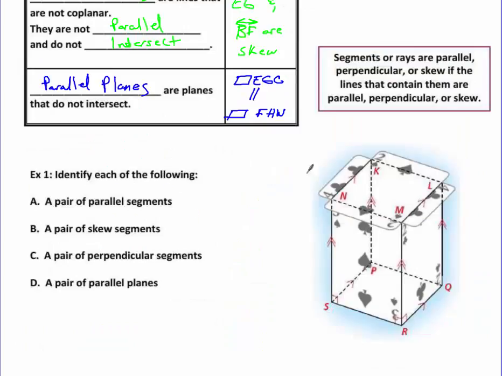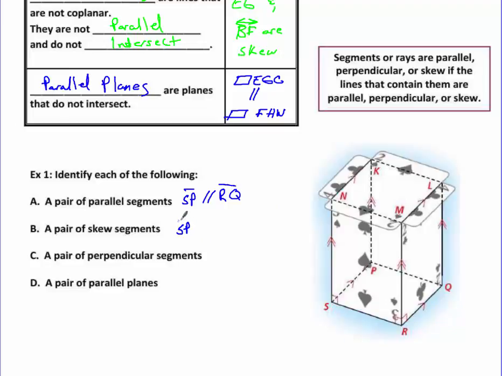So again, we've got another picture here of some planes, and you can think of these plane cards stacked together as a bunch of different planes stacked on top of each other. And we're asked to identify the following. So a pair of parallel segments. Well, SP and RQ, so SP parallel to RQ. Those are some parallel segments. Okay, so skew segments.